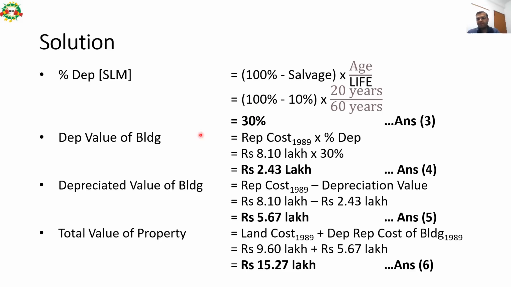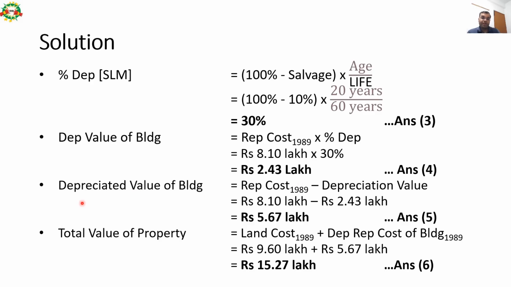Once we have calculated this 30% depreciation, and we have also calculated the replacement cost of this building, we can easily calculate the depreciation amount of the building, which is equal to RCN 1989 multiplied by percentage depreciation. It is 8.10 lakh, which we calculated in the last slide, and 30% which we calculated here. So 30% of 8.10 lakh is the depreciation value of the building. 2.43 lakh is the answer to question number 4 of this case.